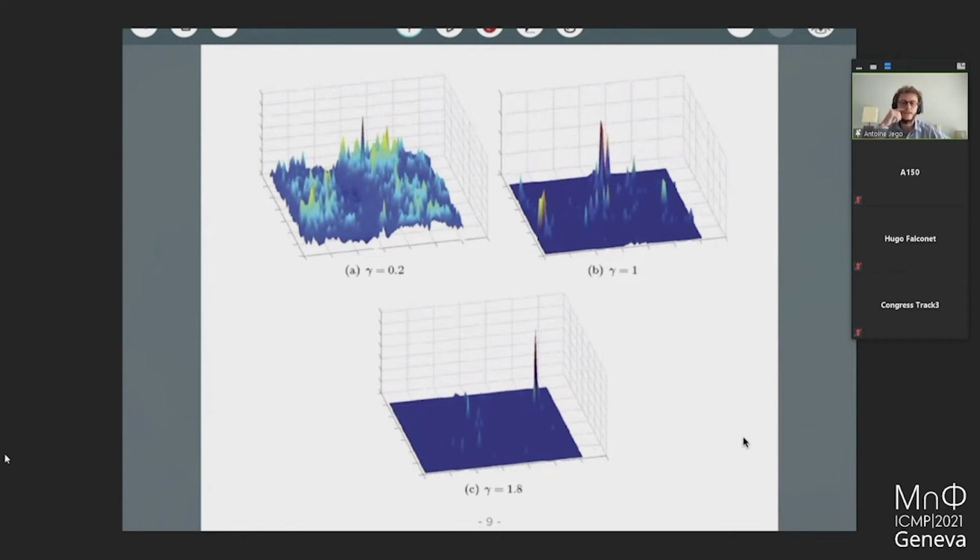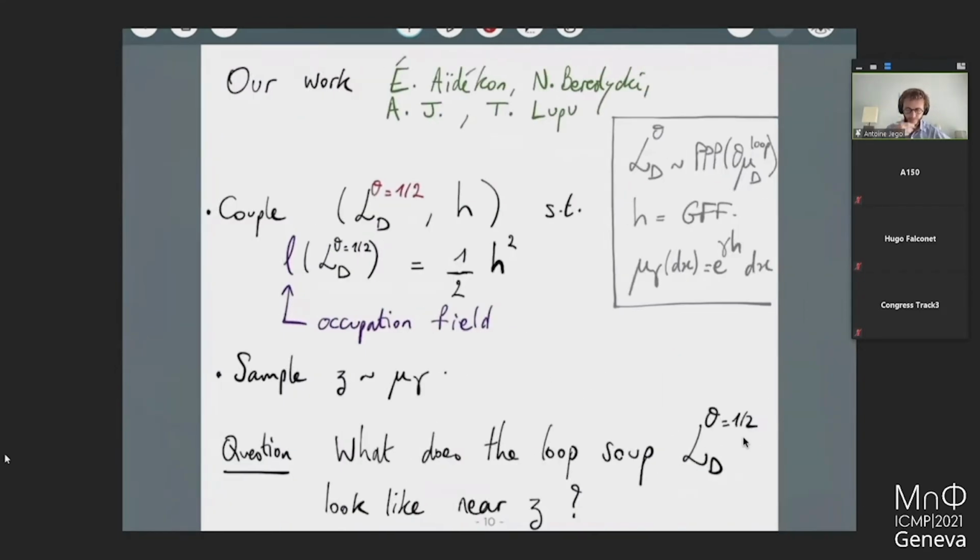In particular, we see that as gamma approaches the critical value 2, the measure becomes more and more supported on fewer and fewer points until it degenerates to 0. Okay, so that's it about Liouville measure.